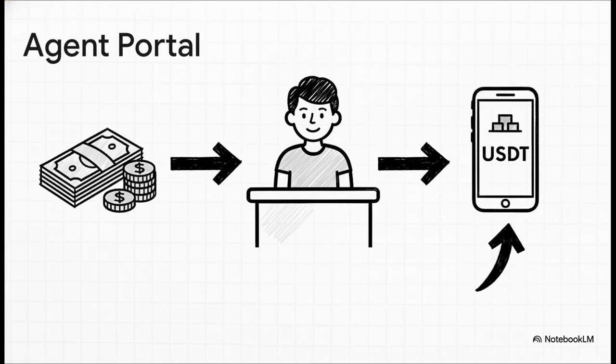But here's a really important question. How does all this digital money connect to the real world of physical cash? Well, that's the super critical job of the agent portal. Agents are the people on the ground, the human bridge that lets you turn your physical cash into digital USDT, that's a cash in, and lets you turn your digital balance back into cash in your hand, a cash out.